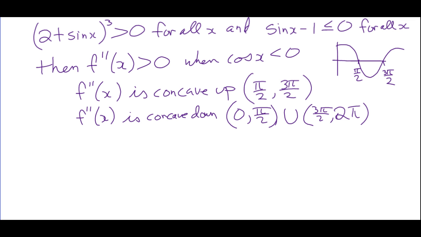All right, so if we're going from concave down to concave up, then there must be an inflection point. There's an inflection point at pi over 2, and there's a second inflection point at 3 pi over 2. And the values there are zeros, right? The cos of pi over 2 is 0, and that whole expression becomes 0. So we have inflection points.